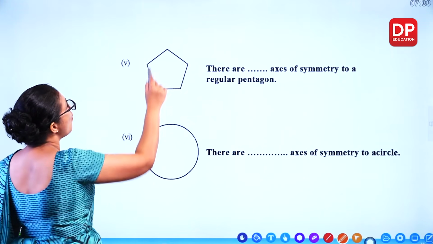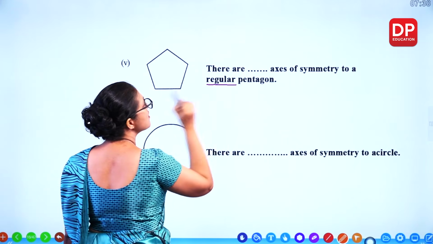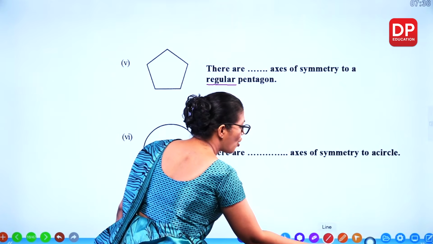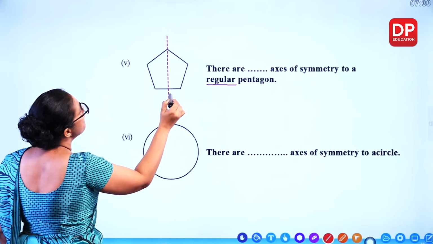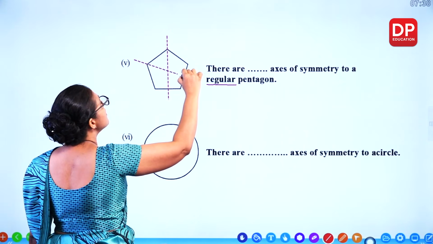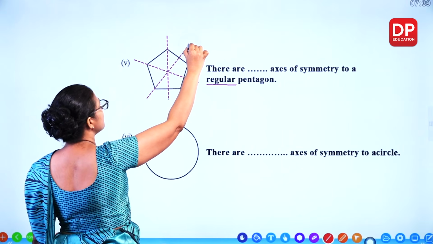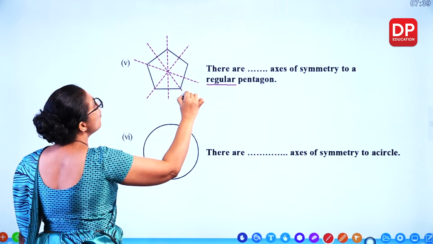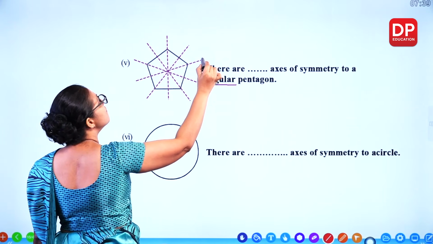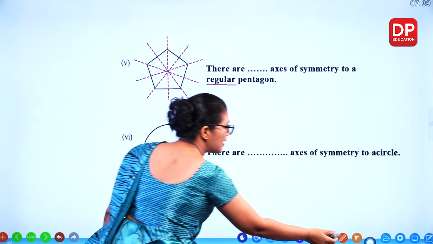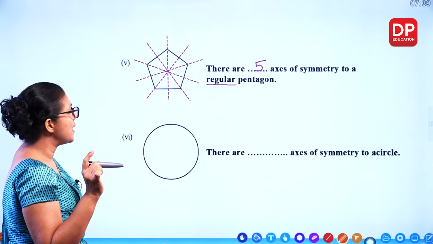What about this shape? 1, 2, 3, 4, 5, a pentagon. But this is regular. Regular means all sides are equal. So we'll try to draw the axis of symmetry there. We can draw a line here, another line this way, 2. This one 3. This one 4. And another line here 5. So how many lines are there? We get 5 axes of symmetry to a regular pentagon.